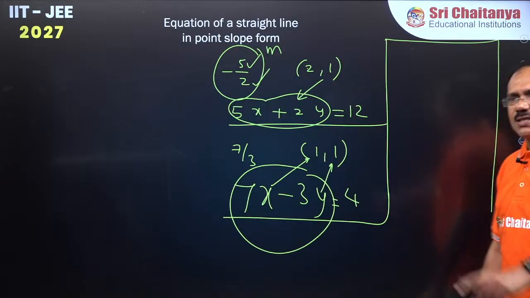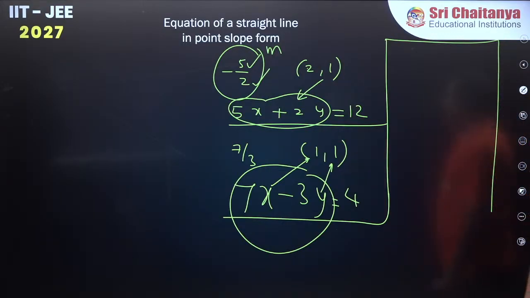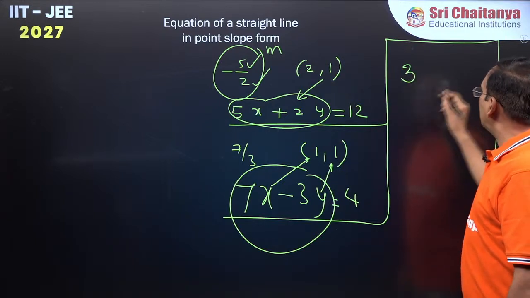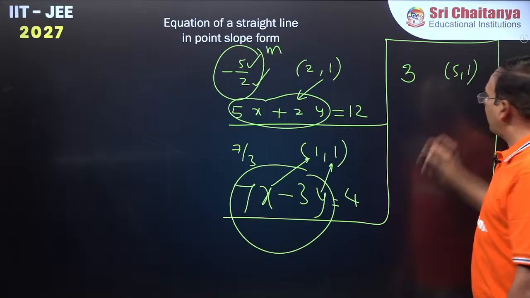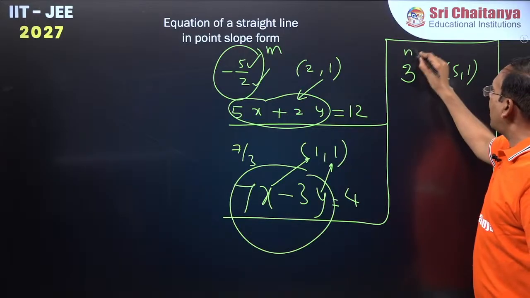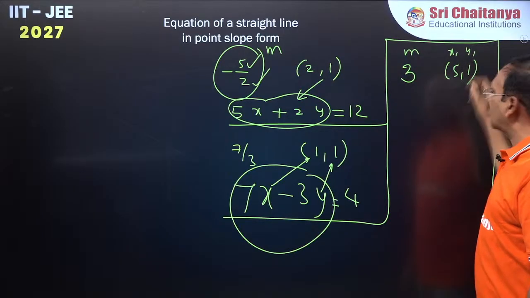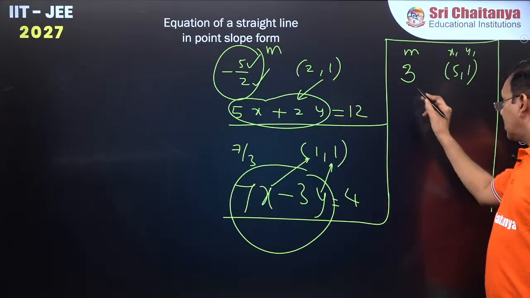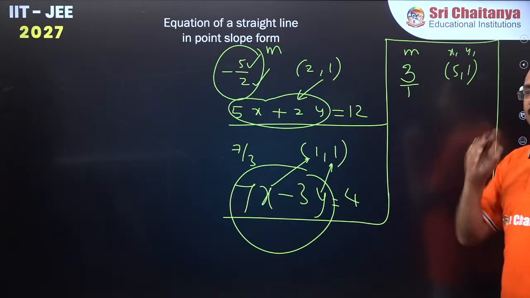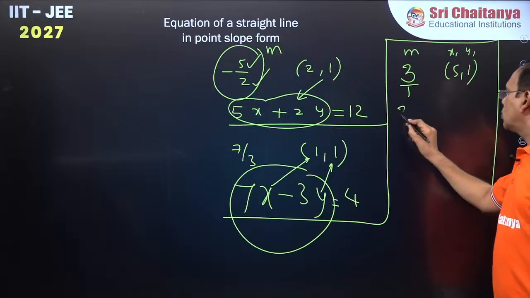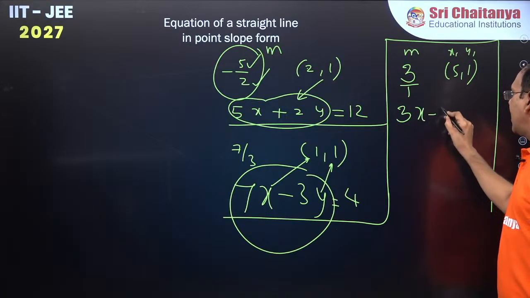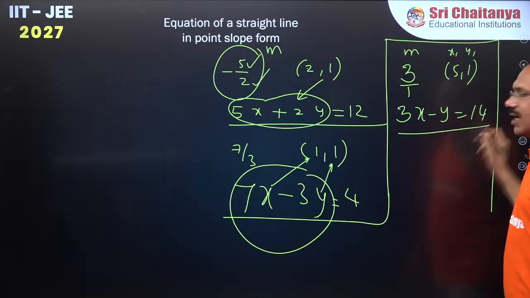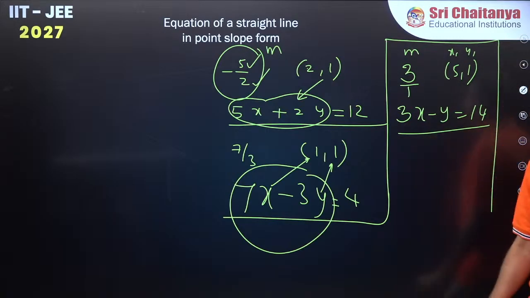Fine. The last question on this model. Find the equation of the line with slope 3 passing through 5 comma 1. Come on, quick. Slope 3 means 3 by 1. So 3x minus y equal to 15 minus 1, 14 is the answer. Clear?